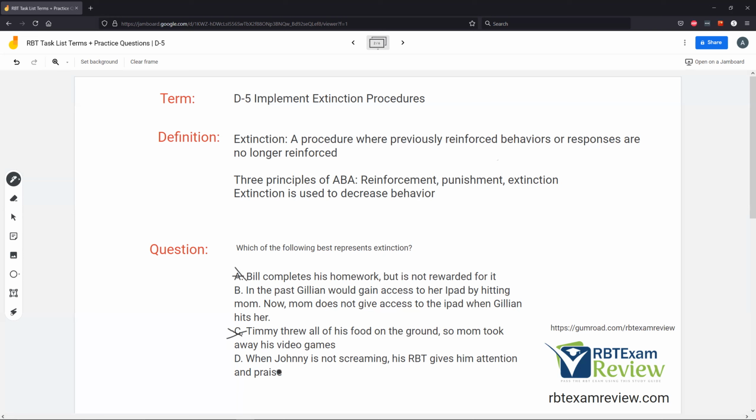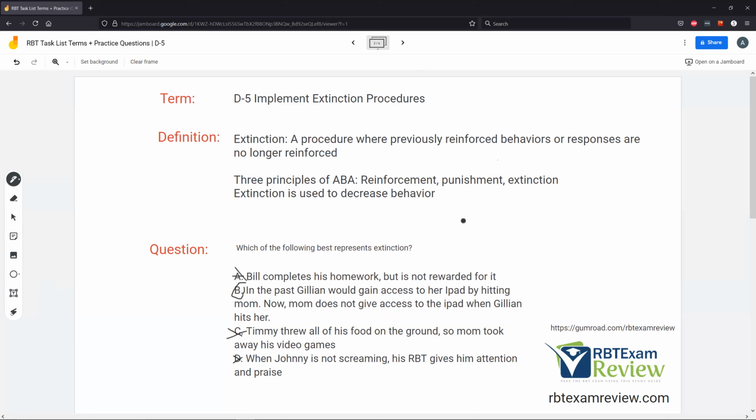And then D, when Johnny is not screaming, his RBT gives him attention and praise. Okay, this could describe what type of procedure? Well, to me, it looks like a DRO, right? Because behavior is being given attention and praise in the absence of it happening, but it's not extinction. Okay, so the answer is B, because mom now withholds reinforcement for a previously reinforced behavior.